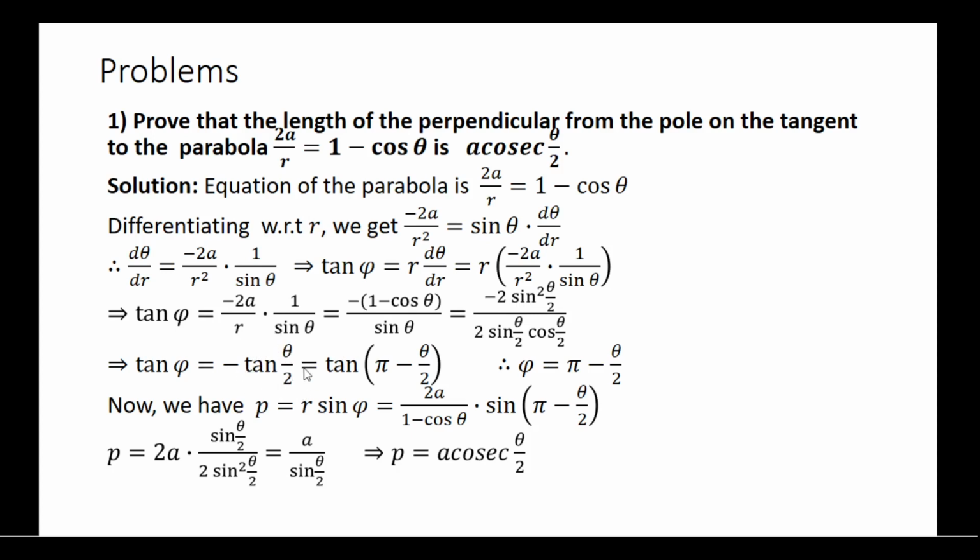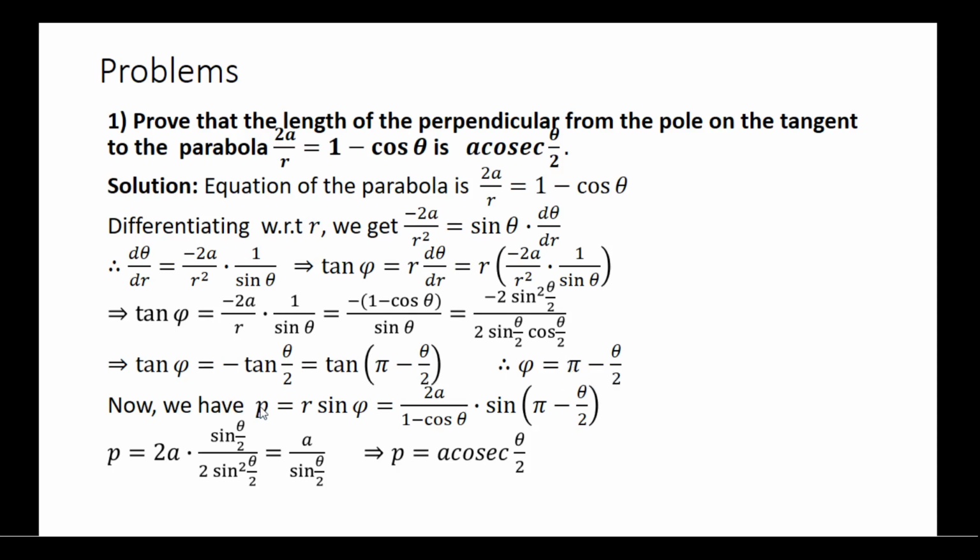Now this minus tan theta by 2 can be written as tan of pi minus theta by 2, because this pi minus theta by 2 angle will be in the second quadrant. In the second quadrant, tan is negative. Therefore, the value of this is minus tan theta by 2 only. Which implies phi value is pi minus theta by 2.